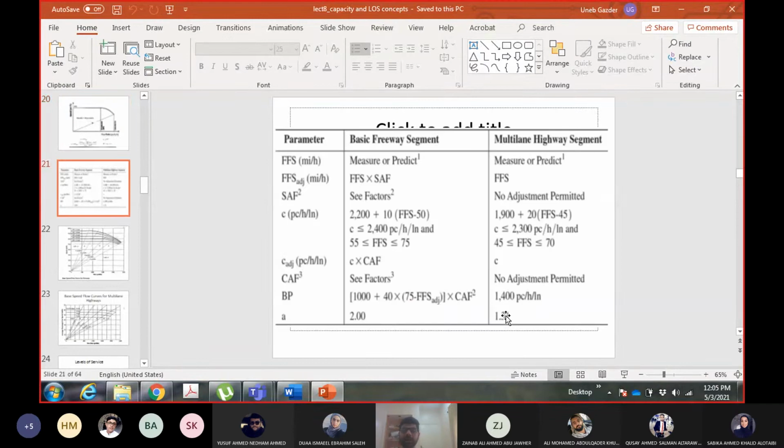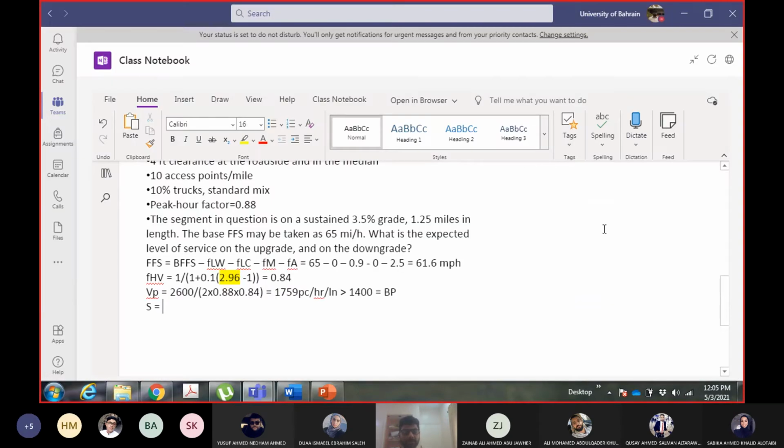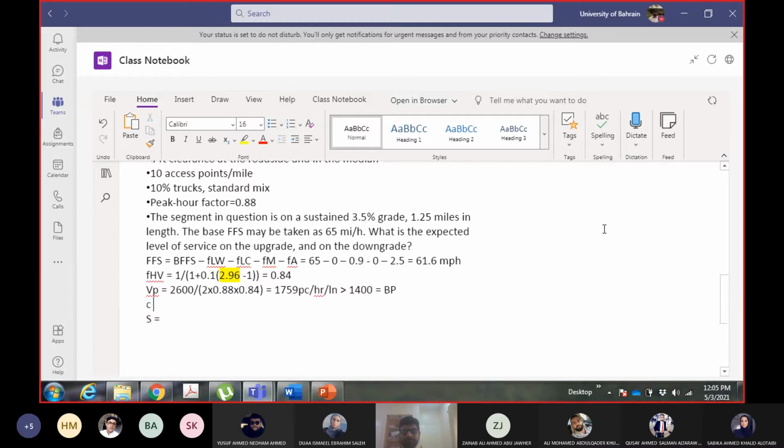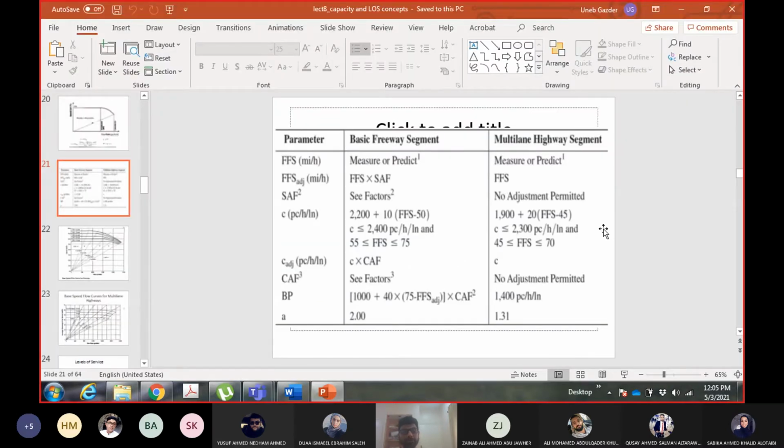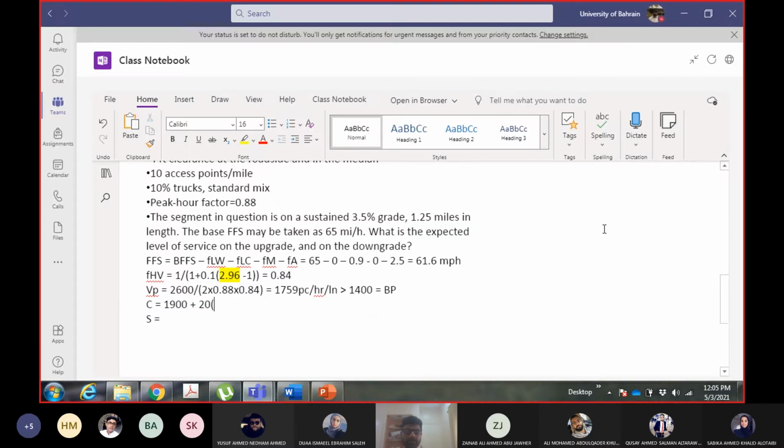For capacity of multi-lane highway, this is the equation. So I need to first of all calculate the capacity. Okay, so let me calculate the capacity first. 1900 plus 20 times free flow speed, which is 61.6, minus 45. Okay, how much is the capacity here? 2232 passenger cars per hour per lane.